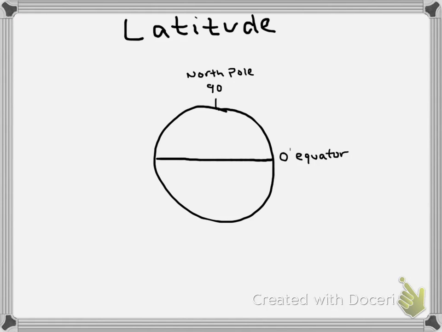To understand latitude, you need to know that the center of the Earth is 0 degrees. At 0 degrees, there's an imaginary line running around called the equator. And at the North Pole, that's considered 90 degrees north. And at the South Pole, that's considered 90 degrees south.